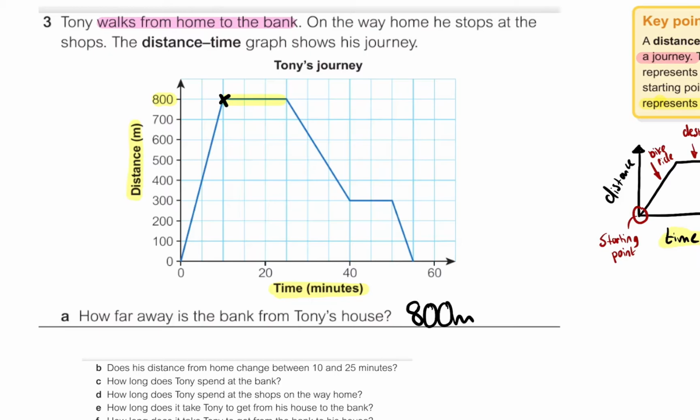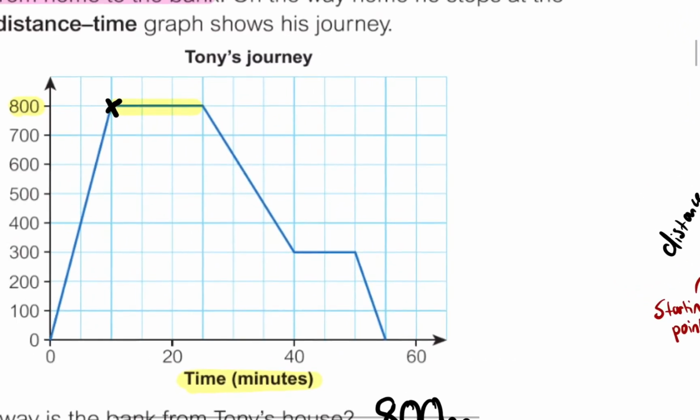Okay, now let's look at this journey again. Let's keep going with Tony's journey. He leaves the bank. Well, when did he get to the bank first? He got to the bank at 10 minutes into his journey and he left at 25. So we can see that he spent 15 minutes at the bank. Okay, now he goes home.